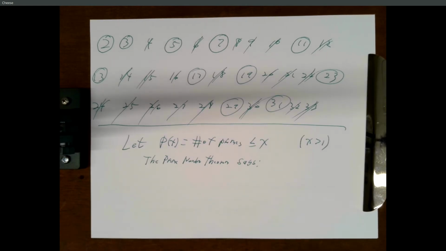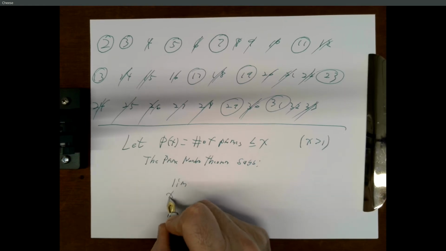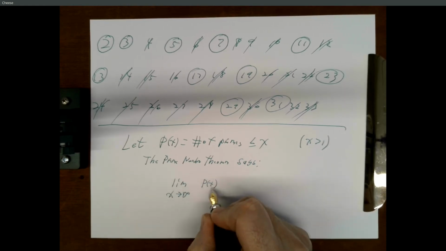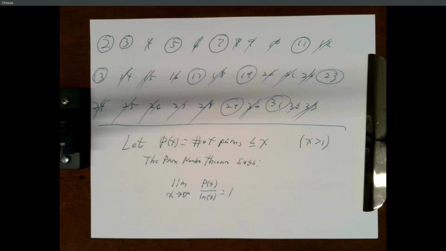This is the only time you'll see me do a limit in this class. So the limit as x approaches infinity of p of x over the natural log of x is equal to 1. So the number of primes less than or equal to x is approximately x over the natural log of x. All right, logarithm base e, where e is that number 2.71828 that pops up all over calculus. Now x has to get really big before this looks like a good approximation. But in the limit, it's exact. So that's pretty cool.